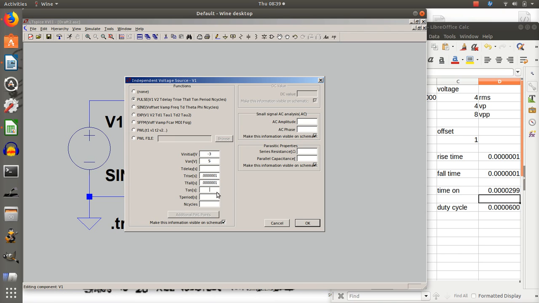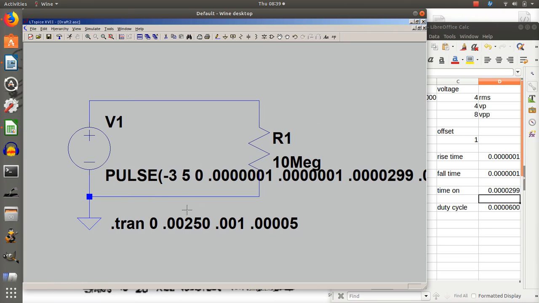My time on is 4 zeros and 299. And my total period is my duty cycle, the 0.406. And number of cycles, I think we're doing 4 with a 2 delay, so let's do 6 or 7. So now I'm going to click OK. And it changed this to the values I wanted. It just added them up. It does it automatically. Now I got to go in and do the analysis and change the analysis.